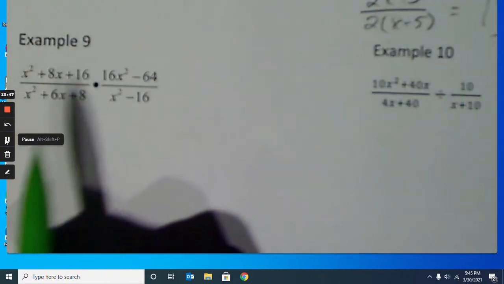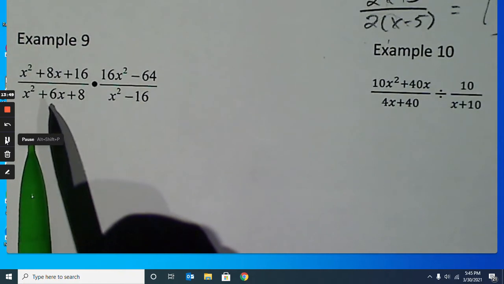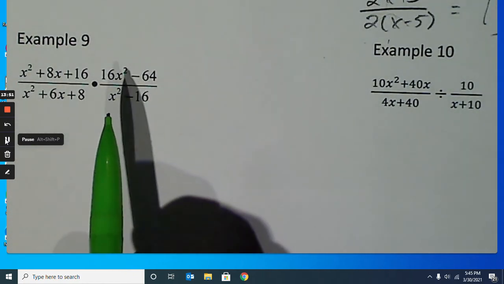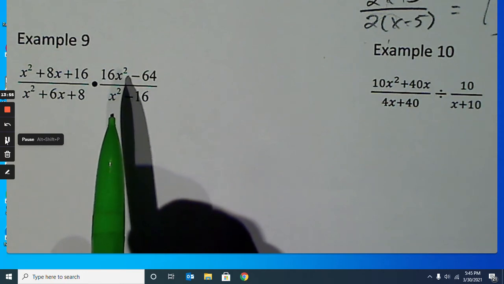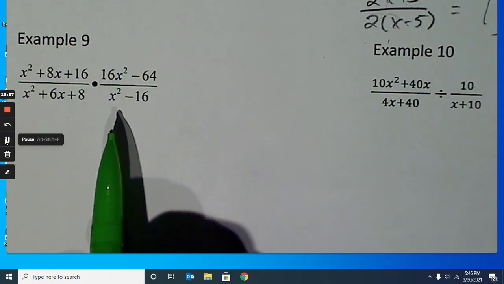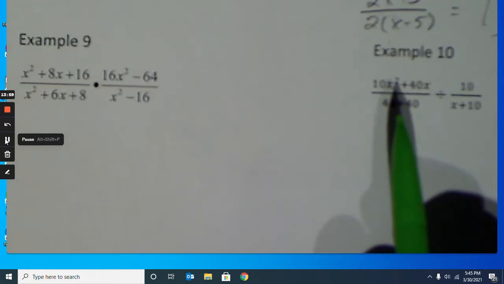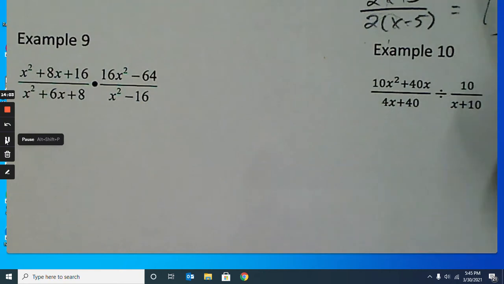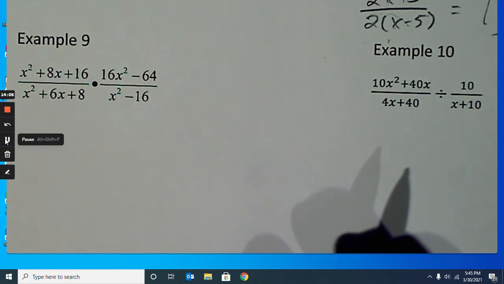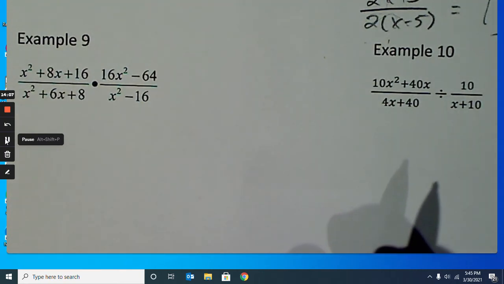But anyway, okay. So trinomial, difference of squares. Actually, it has a GCF also. Okay. Difference of squares. GCF, nothing. Okay. So again, try them. I'll be back here in a second with the answers.